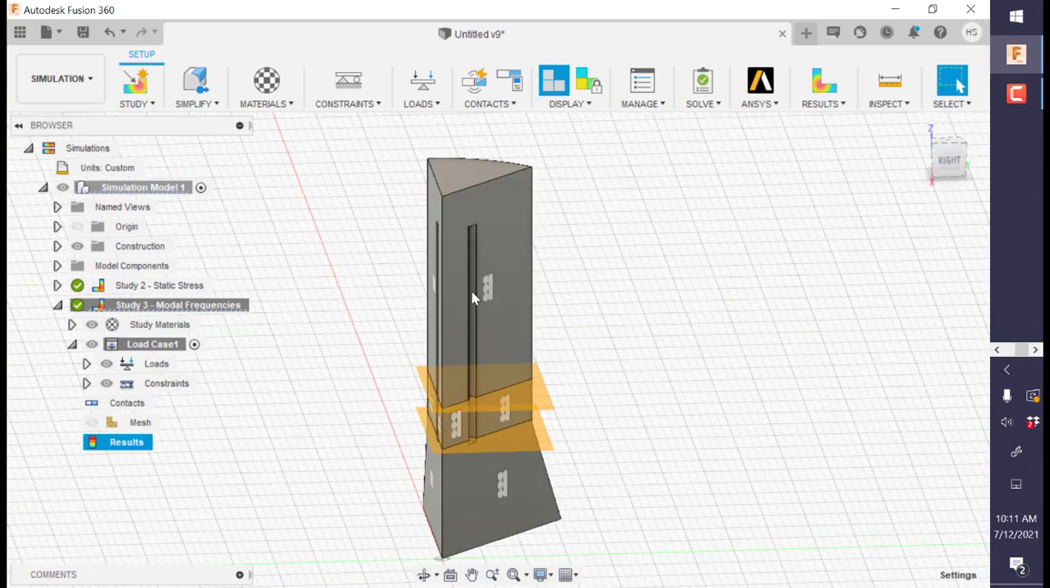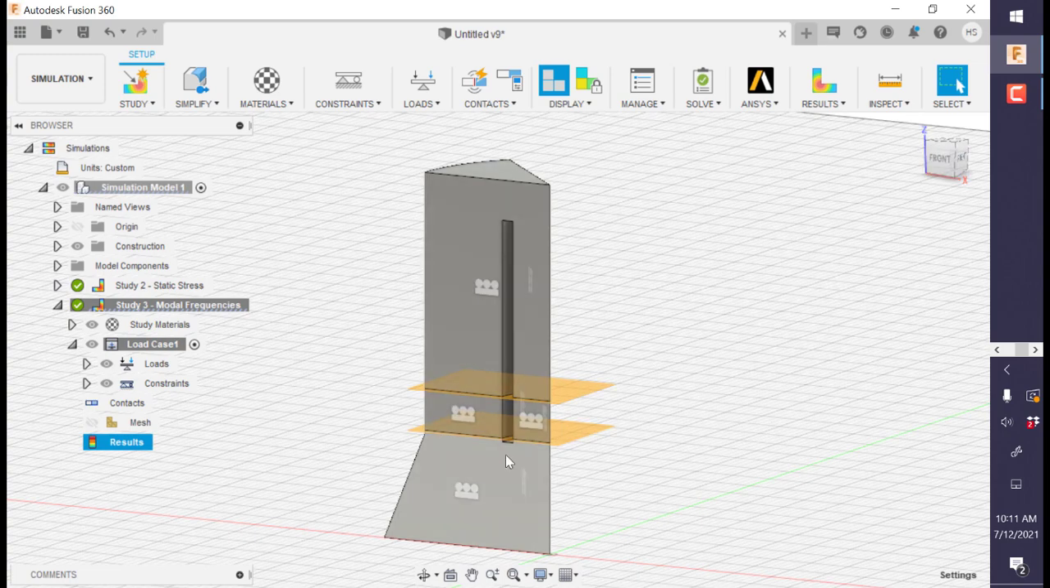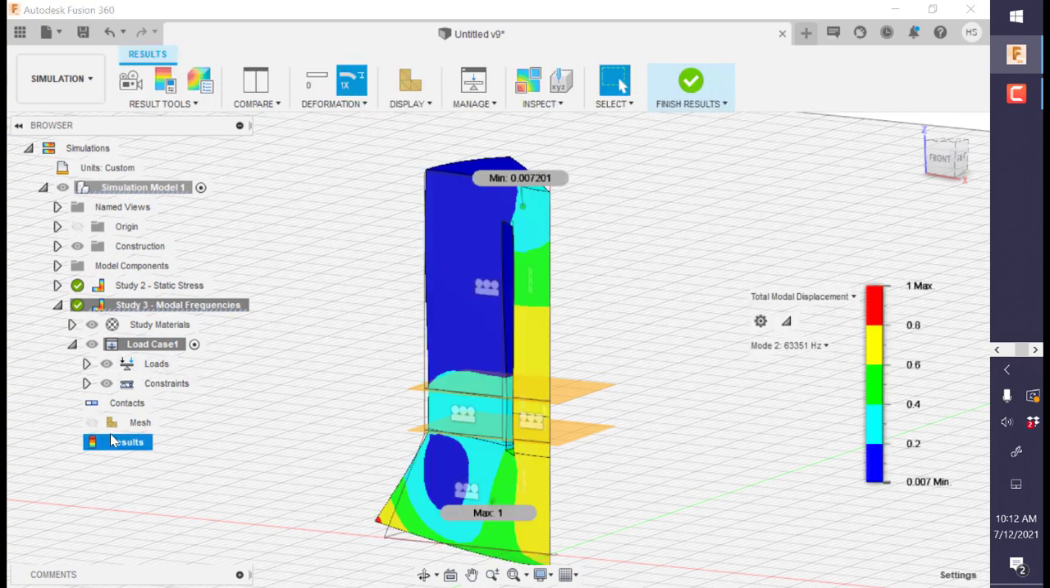So I added frictionless supports on these two sides, therefore making the results identical to a fully revolved structure. The other thing is that there are no other constraints on this. This is sort of simulating the free vibration of this transducer. So we'll go into the results.